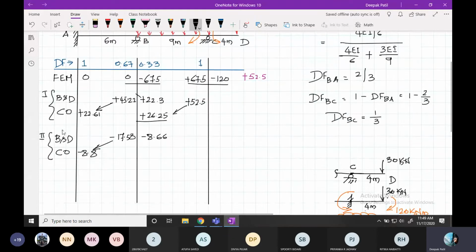Now, if you move on and try to start your third cycle, balance and distribute. Can you go for a third cycle, or do you have to stop here only? We have to stop, sir. Yes, you have to stop, because there is nothing to balance here. So don't do that. You have to stop here only.